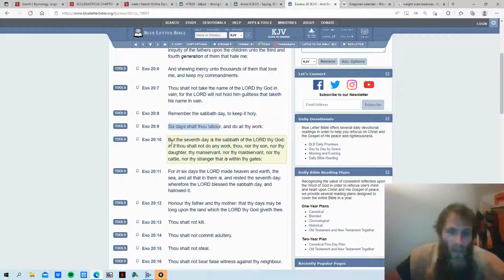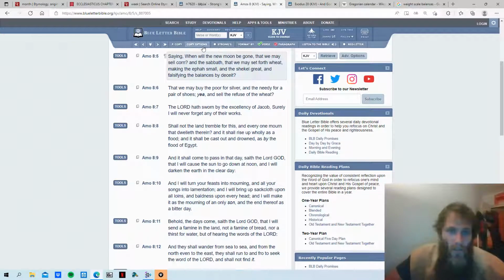But the seventh day is the Sabbath of the Lord Yahawah, thy power. In it thou shalt not do any work, thou, nor thy son, nor thy daughter, thy manservant, nor thy maidservant, nor thy cattle, nor thy stranger that is within thy gates. So you could not put forth any work. And selling goods is work. So going back to Amos 8:5, here it talks about the new moon be gone that we may sell corn, and selling corn goes into work. So they were not able to put forth work, showing you that the new moon was a Sabbath as well.